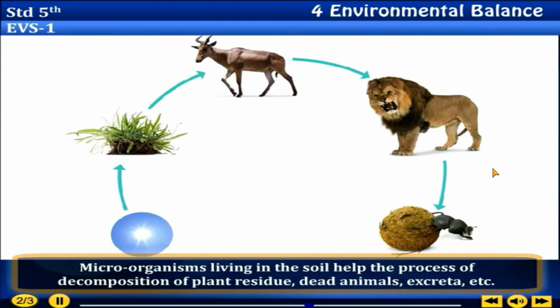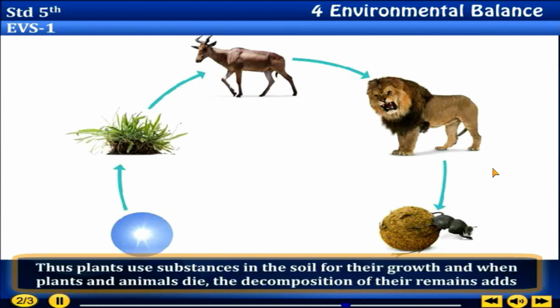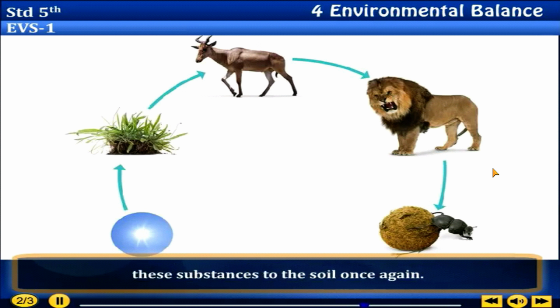Microorganisms living in the soil help the process of decomposition of plant residue, dead animals, excreta, etc. Substances that help the growth of plants are formed and get added to the soil. Plants use them for their growth. Thus, plants use substances in the soil for their growth, and when plants and animals die, the decomposition of their remains adds these substances to the soil once again. This is an important cycle in the environment.